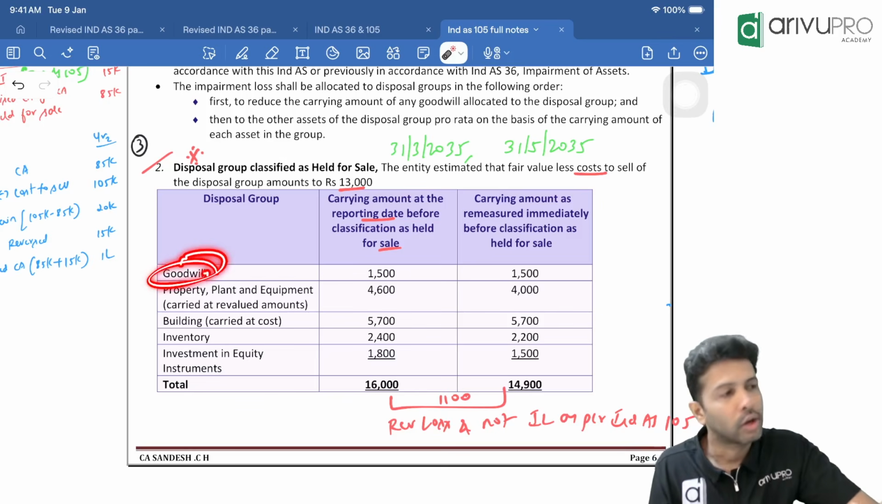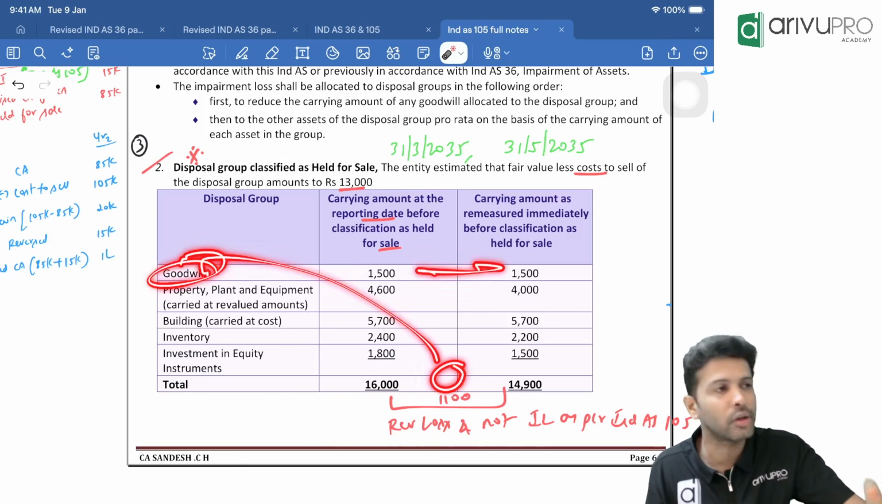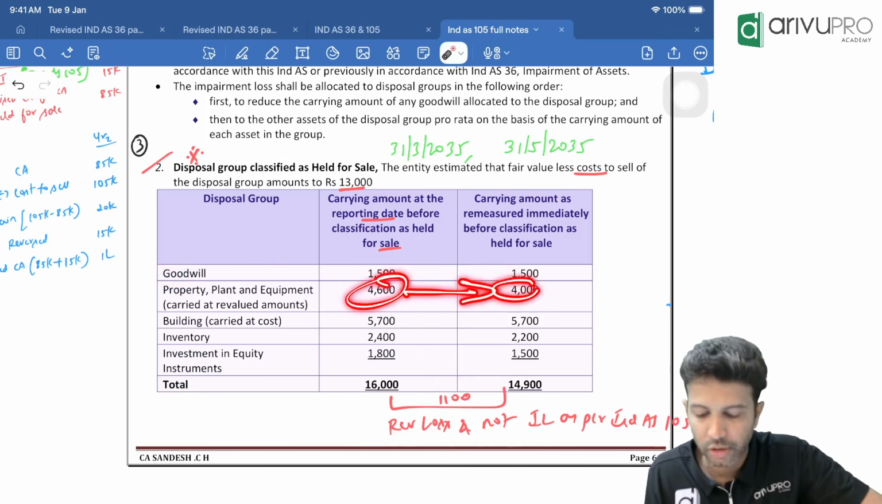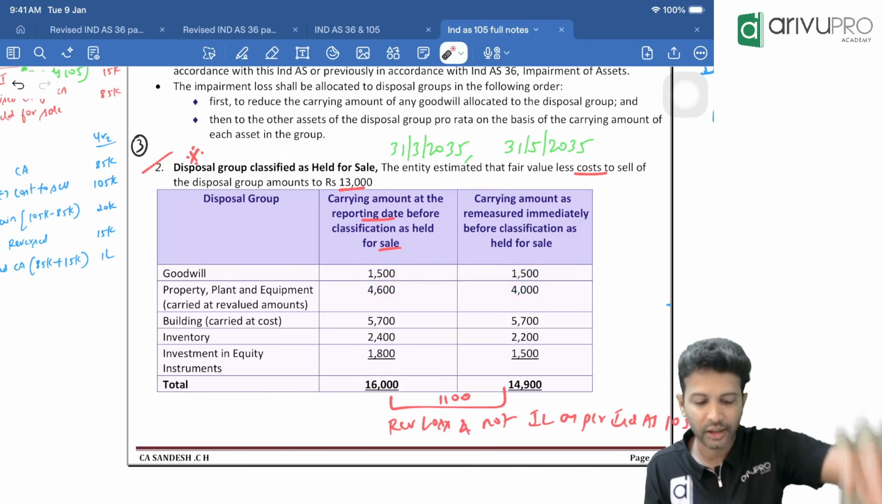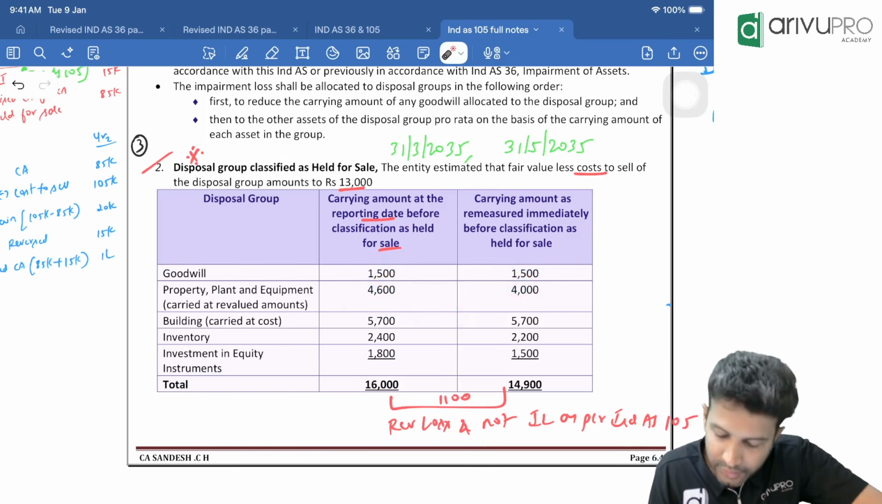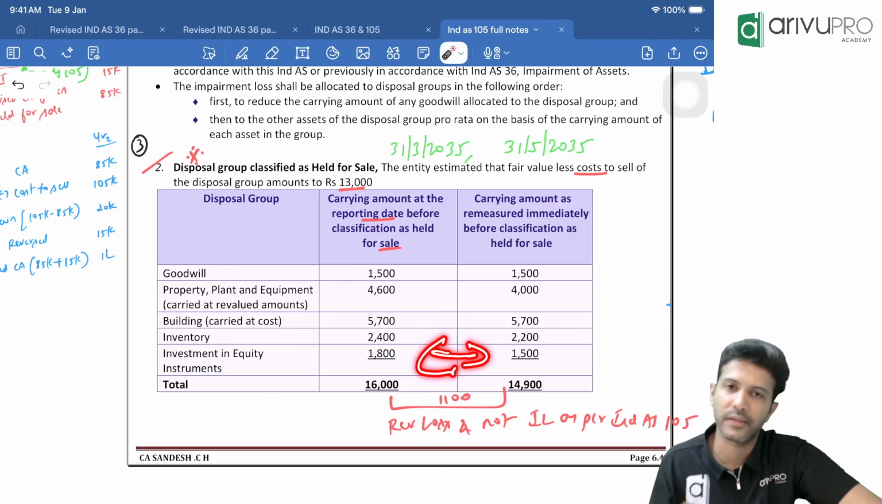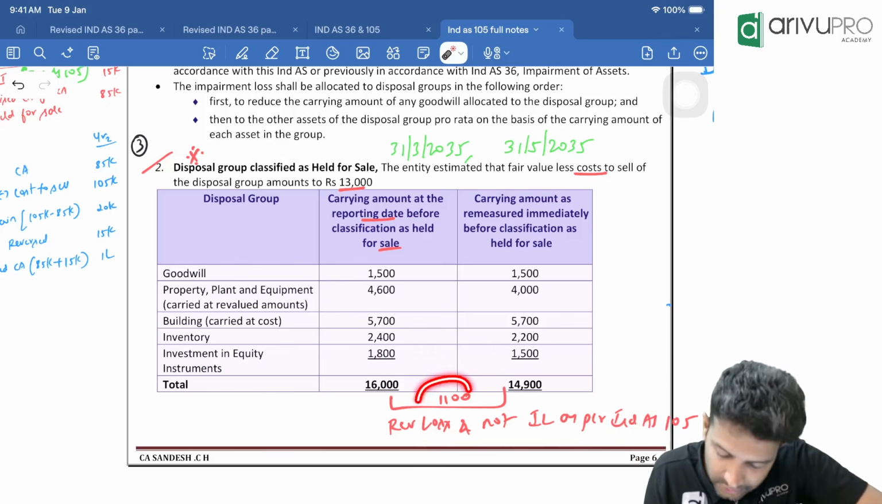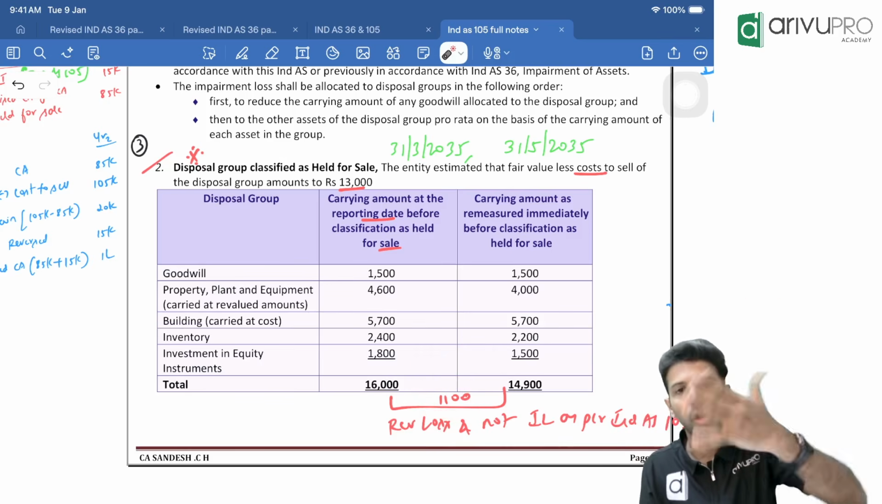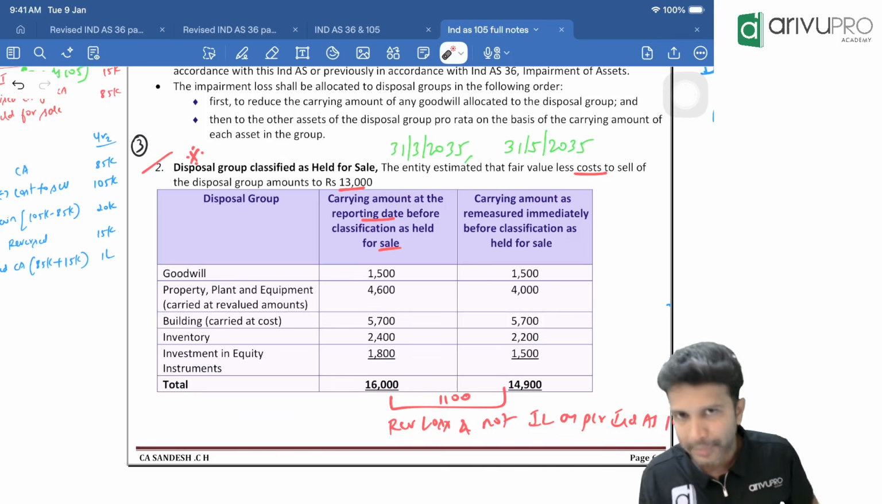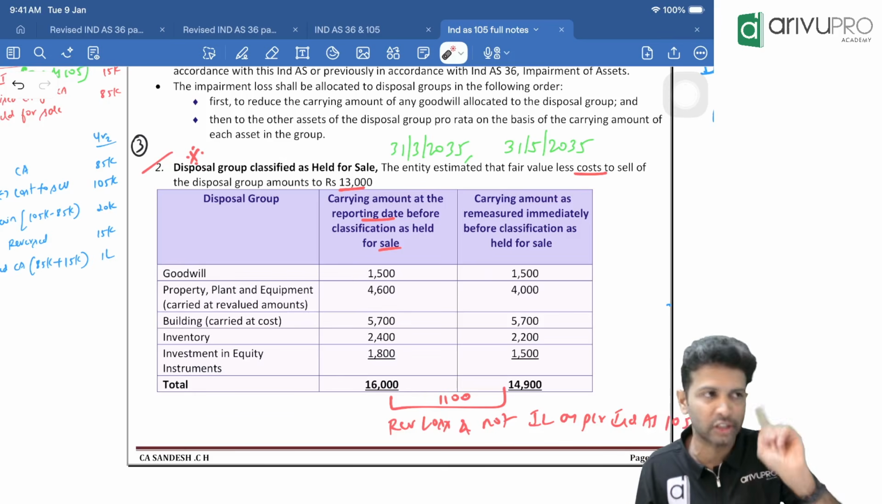Like goodwill. If there is any reduction in goodwill, you'll account for it as per Ind AS 103. If there is any reduction in PPE, you'll account for it as per Ind AS 16. Building, no reduction. Inventory reduction is accounted as per Ind AS 2. Investment is a financial asset, so we'll apply Ind AS 109. So basically, this 1,100 reduction will be accounted as per the respective Ind AS, and it is not an impairment loss as per Ind AS 105. That is point number 1.